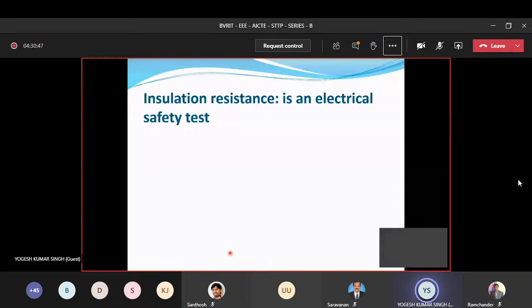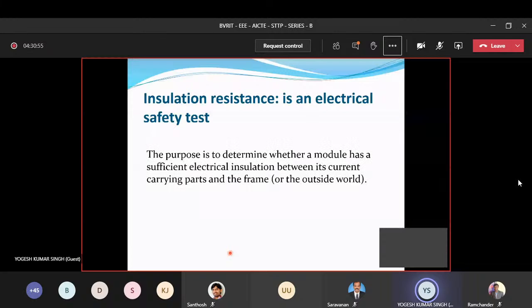Now, our next topic is the insulation resistance and why it is important for the electrical safety test. The purpose is to determine whether a module has sufficient electrical insulation between its current carrying parts to the frame or the outside world. So this is the insulation resistance. How can we do the insulation resistance? So that is a call to the maker also.